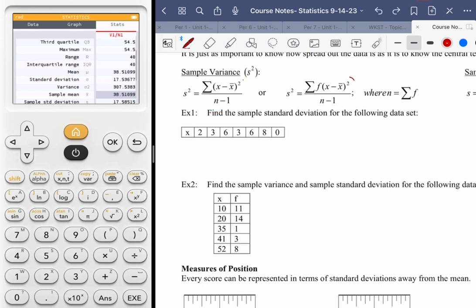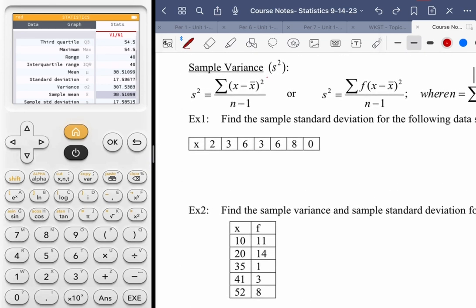If it's a frequency table, we use this formula. But just like some of the other things we've talked about, I'll give you one example where we do it by hand, and then we'll go over to the calculator. If you look at this formula, the innermost part of it is x minus x bar. So what I want to do is find x bar, which is the average of these values.